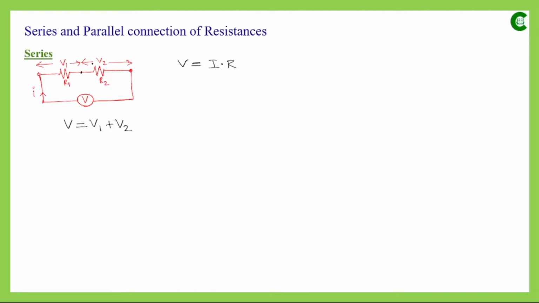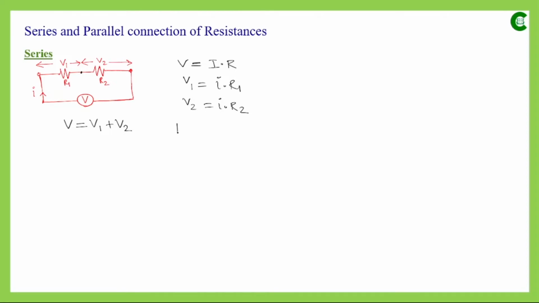So individually, if we want to get their voltage drop value, then V1 can be written as I into R1 and V2 can be written as I into R2. In case of series connection of passive elements, the current which flows through that series connection is the same. That's why in case of V1 and V2 the same current has been used, which is I here.